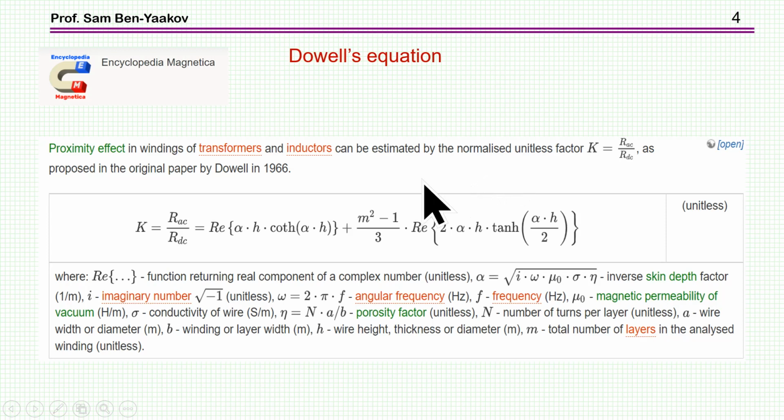In the paper, Dowell developed a number of expressions, and here's one of them for the ratio of the so-called RAC and RDC. We're going to talk about it. But as it turned out, to say the least, these are not very user-friendly, which might explain why workers in the field are not that familiar with these expressions and are not using them that much.